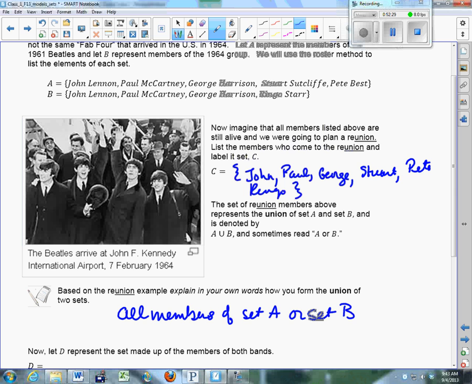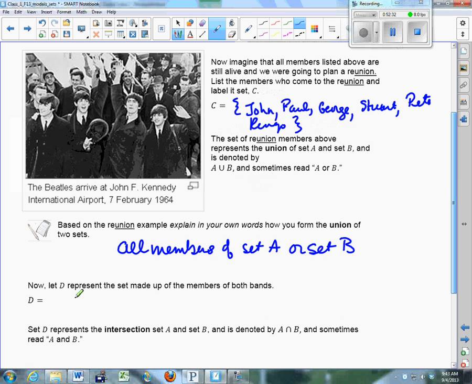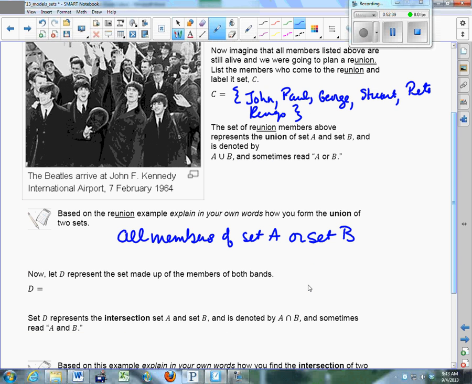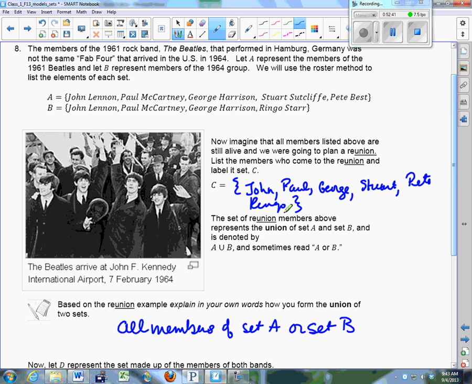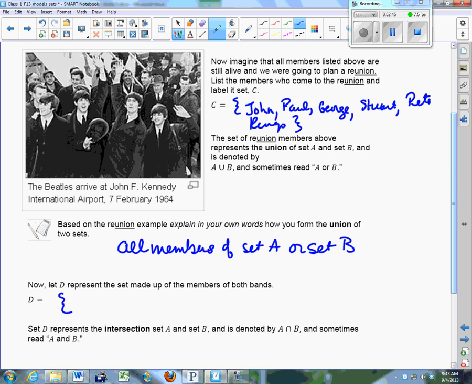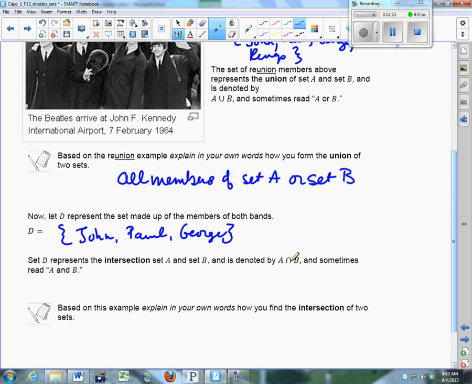All right. What about letting D represent the set made up of members of both bands? What members are in both of these bands? John, Paul, and George, right. We call that the intersection, and that's denoted by this little symbol right here. Those are the members that both bands have in common. They both have John, Paul, and George. So that's intersection and union. Your book will give you examples with numbers. I just thought the Beatles would be more fun.